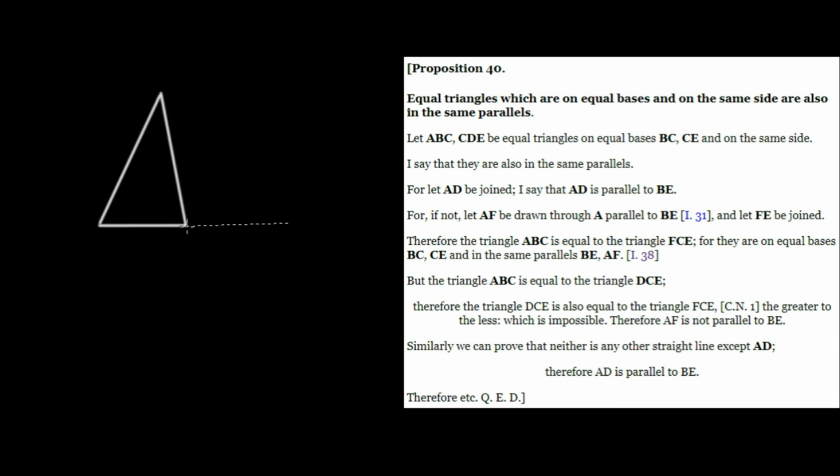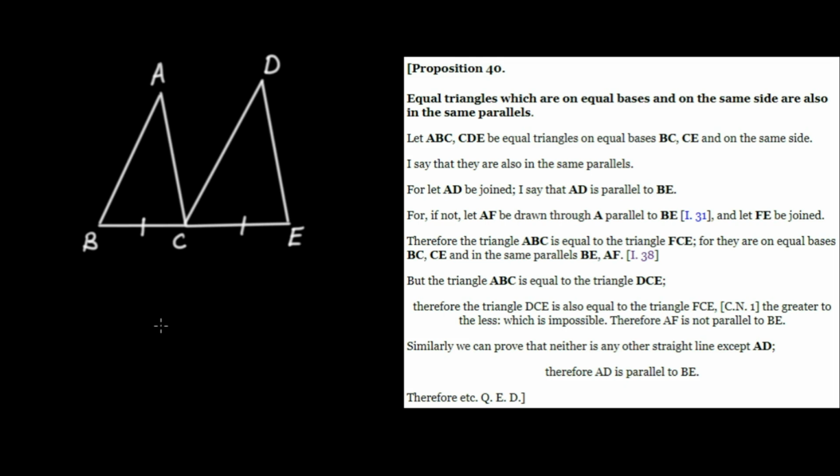Let ABC and CDE be equal triangles on equal bases BC and CE and on the same side. So let's draw this out. It's going to be our first triangle, ABC, and the second triangle is going to be CDE. These triangles are given to be equal in the sense of equal area. These two sides, BC and CE, are given to be equal.